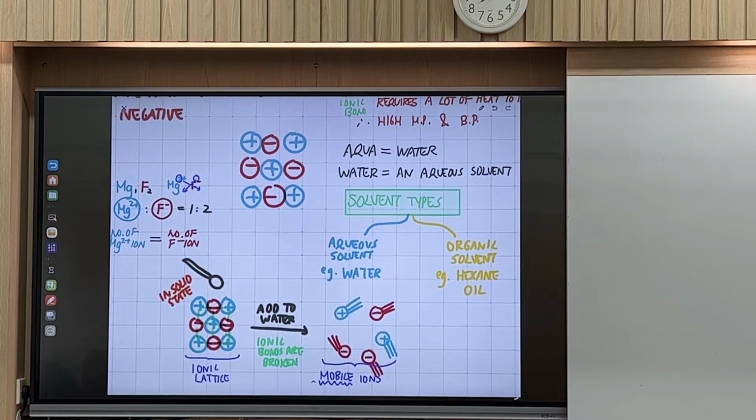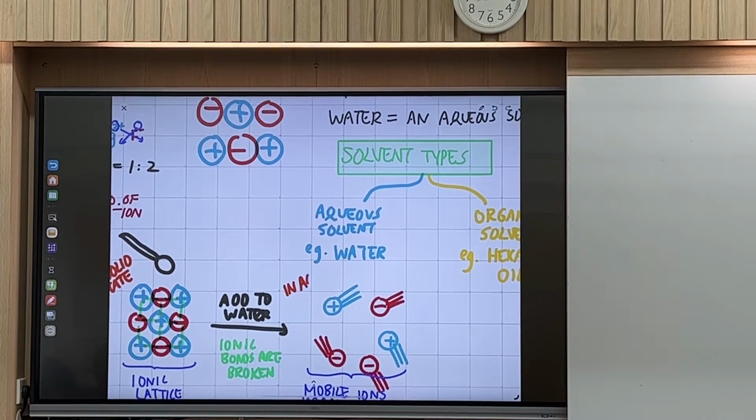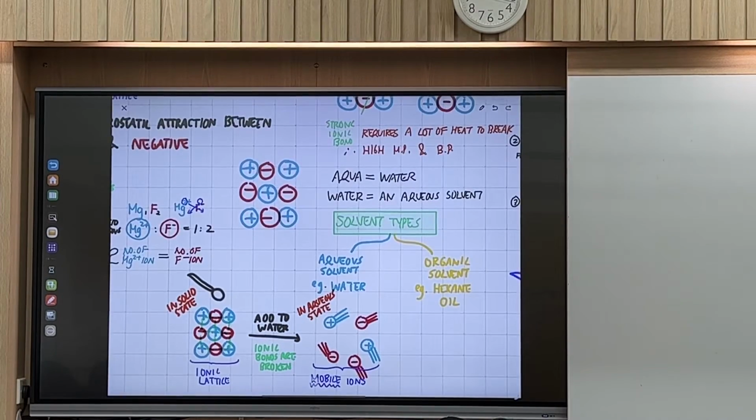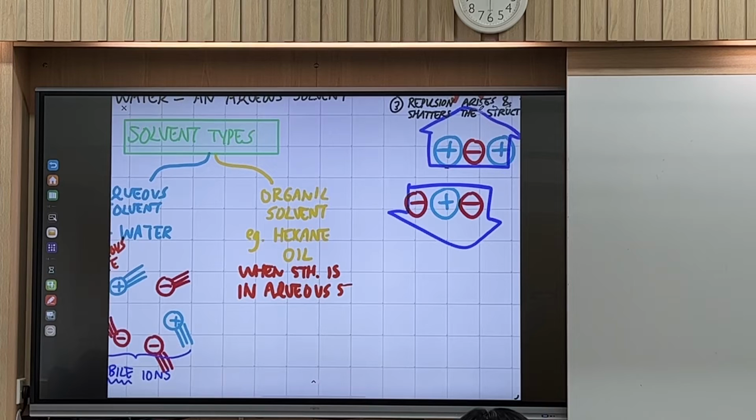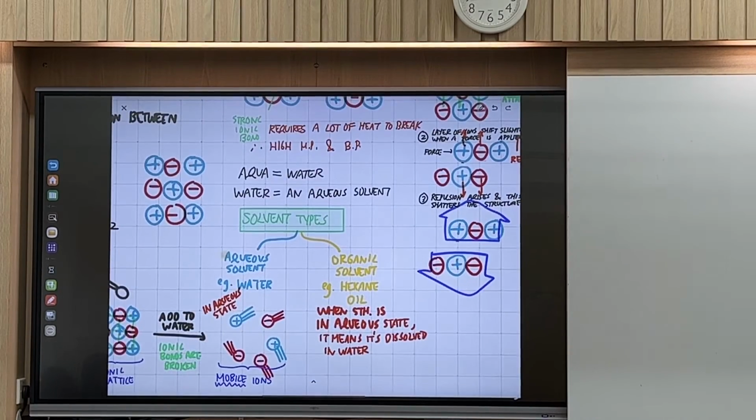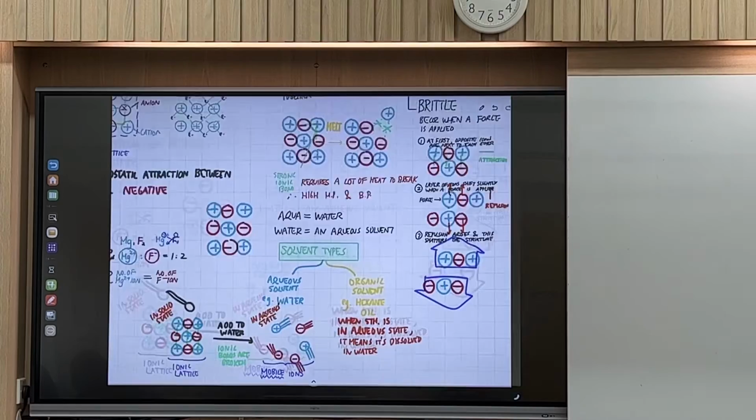Cannot move. And in aqueous state, we say, when things dissolve in water, remember we say it is in aqueous state. Okay? So when something is in aqueous state, it means it is dissolved in water. And when it is dissolved in water, the ions can move freely. Okay, and this is why they are conductors.